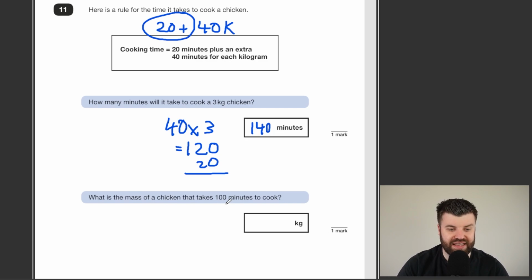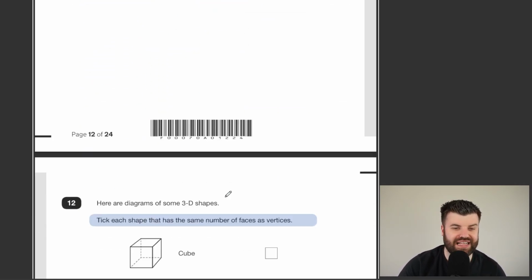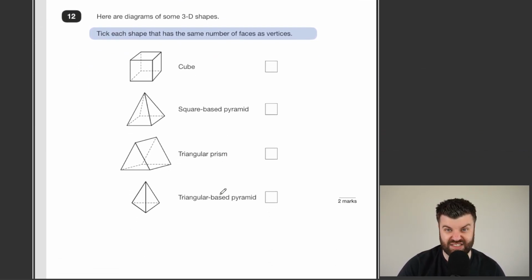What is the mass of a chicken that takes 100 minutes to cook? So in this case, we're given the answer, and let's whack in our formula. 20 plus 40K is 100. Well, let's take off the 20 off both sides. So we end up with 80 here, because remember at the end, we added 20 on at the end. Let's just take it off. So 40 lots of kilograms equals 80. Well, that K then, what number must that be? How many 40s are in 80? Well, it must be 2. A 2-kilogram chicken, 2 times 40 is 80, plus the 20. Yep, that gives me 100. So that's the answer there. That was basically algebra hidden inside of a question.